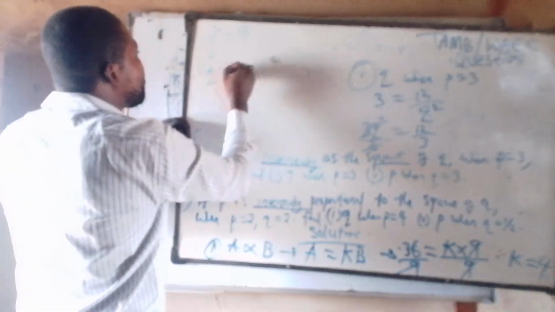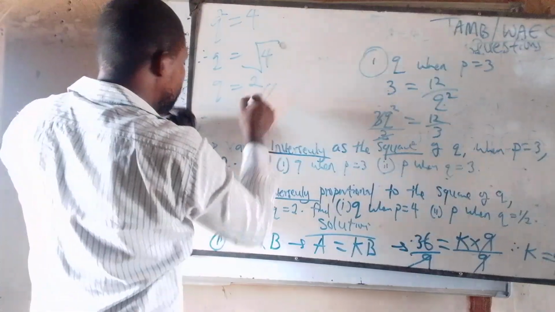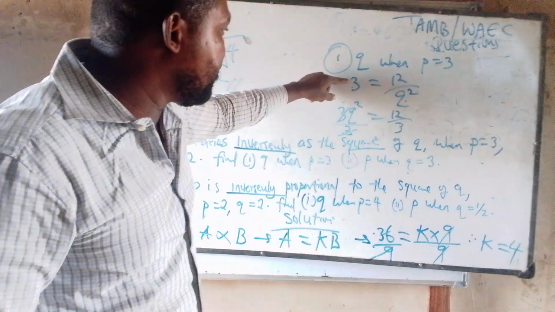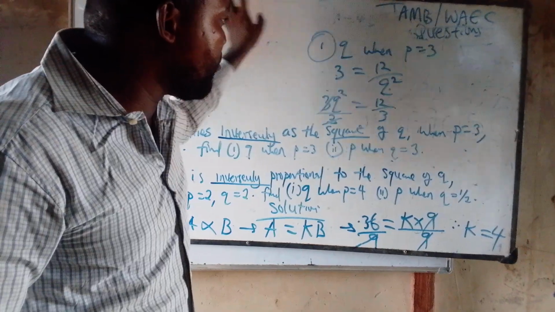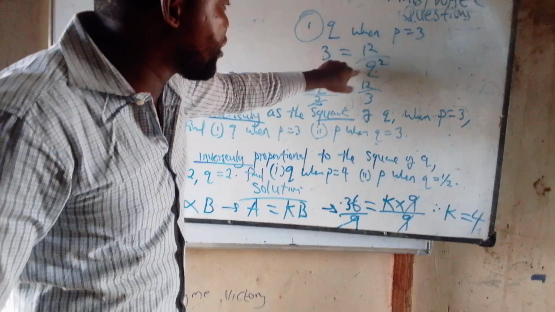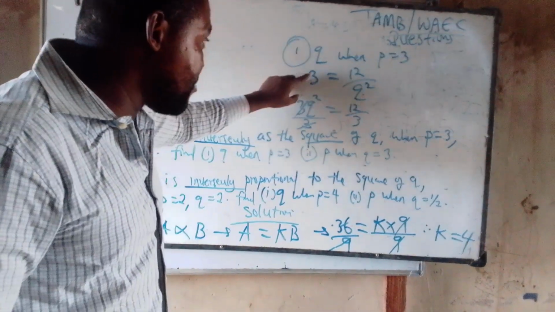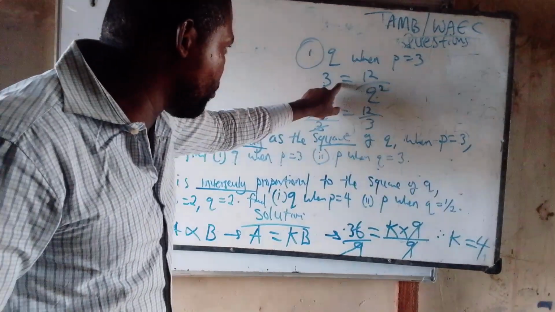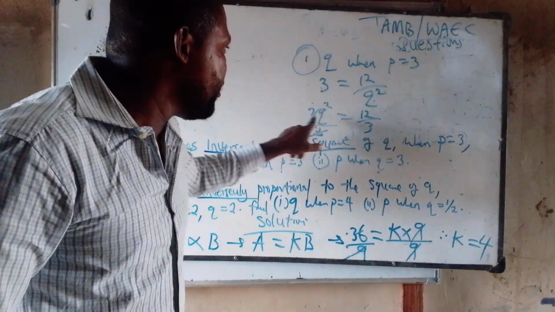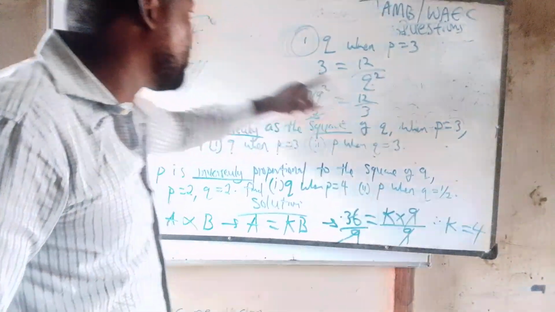Therefore, Q is now equal to the square root of 4. Q is equal to what? 2. From my formula, I have that P is equal to 12 over Q squared. So I did this times this. P, I removed P and I put 3 here. Look at the 3 equal to 12 over Q squared. 3 times Q squared gave me 3Q squared equal to 12. So I divided by this 3 and by this 3. 3 cancels 3. Only Q squared is equal to 12 over 3, which is equal to 4.